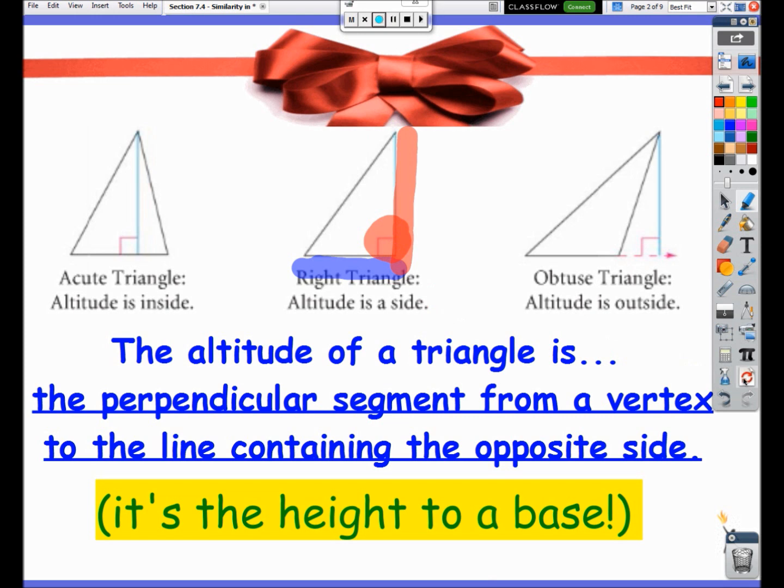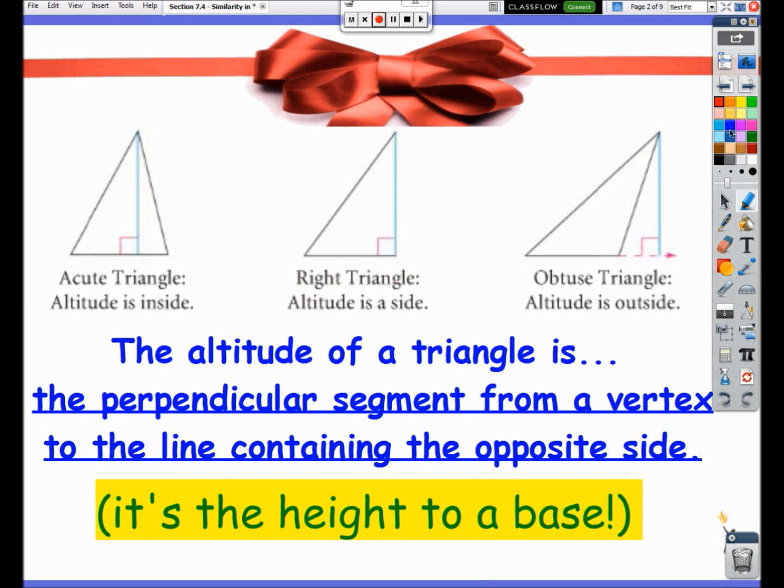So if this was the base, then the altitude would be this side so that it's perpendicular to the base. Now, on the other hand, this could be the base of the triangle, and its altitude would be coming from the opposite vertex and being perpendicular to it. So imagine this triangle is basically on its side. It's being rotated 90 degrees so that the right side is the base, and this bottom side is the height.